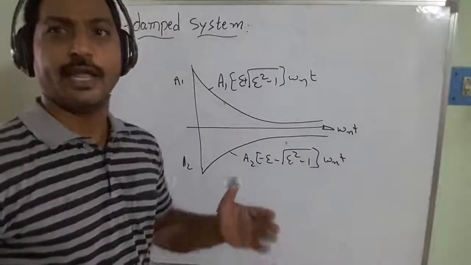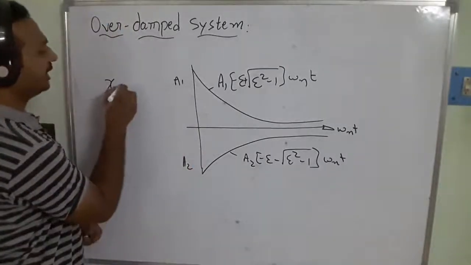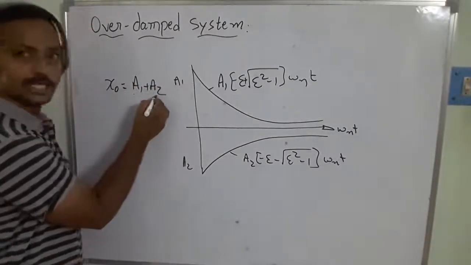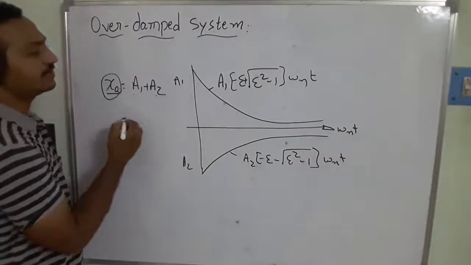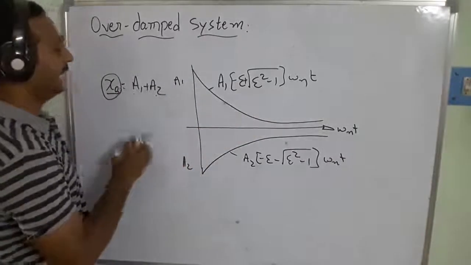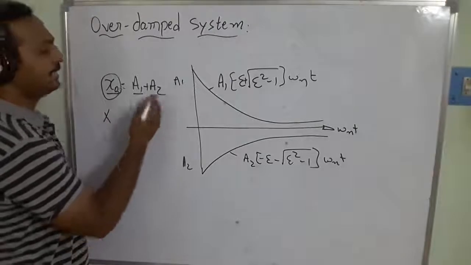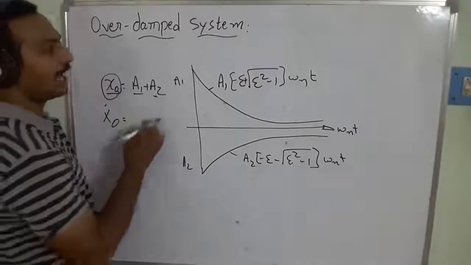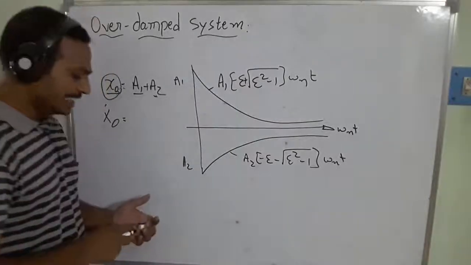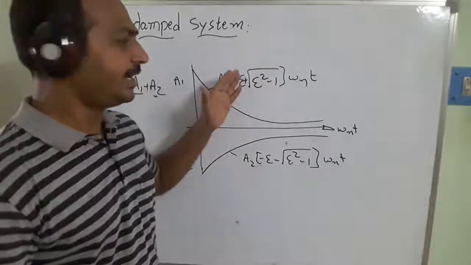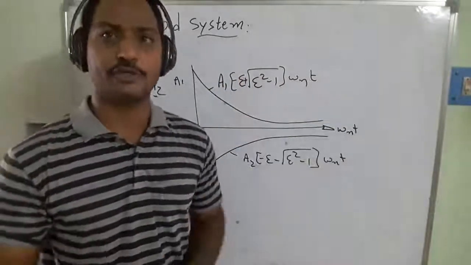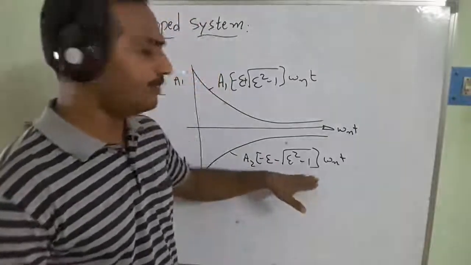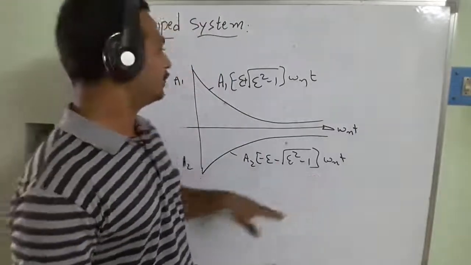So we have defined the initial condition: the displacement of the vibrating system is equal to A1 plus A2. If A1 and A2 are negative, it means that the displacement of the system goes on decreasing. At the same time, to identify A1 and A2, I take the initial condition for the velocity also, and then I get this equation. The same thing is converted into a graphical form after experimentation. But in the present video, we are going to discuss it in the theoretical way.